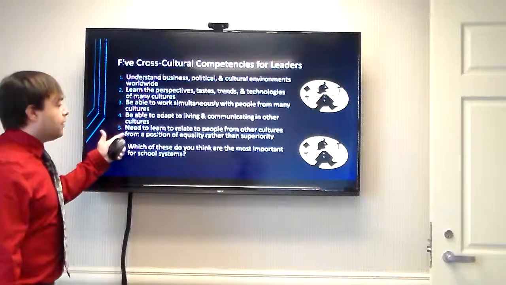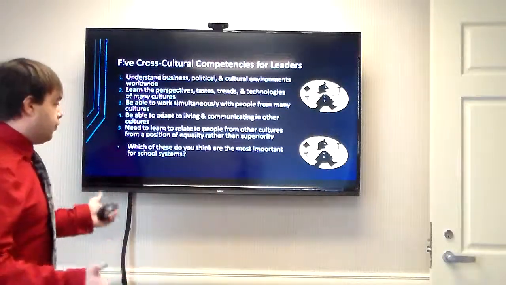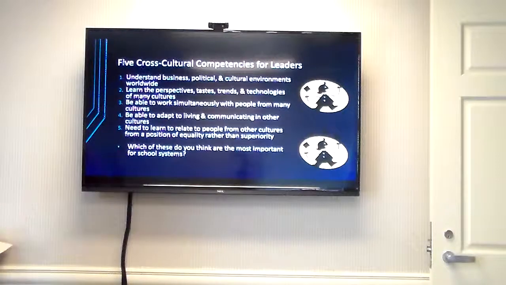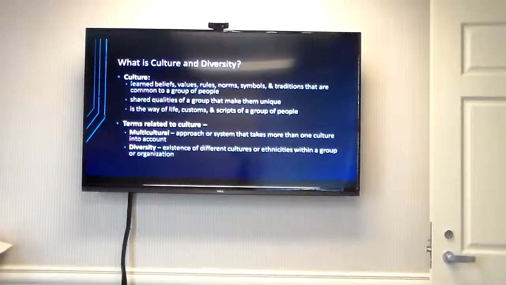The other idea is this notion of equality rather than superiority. That relates to how cultures interact with each other as well. So, what is culture? Culture is learned beliefs, values, roles, norms, symbols that are common to certain people. It's things that make their group unique. It's a way of life.